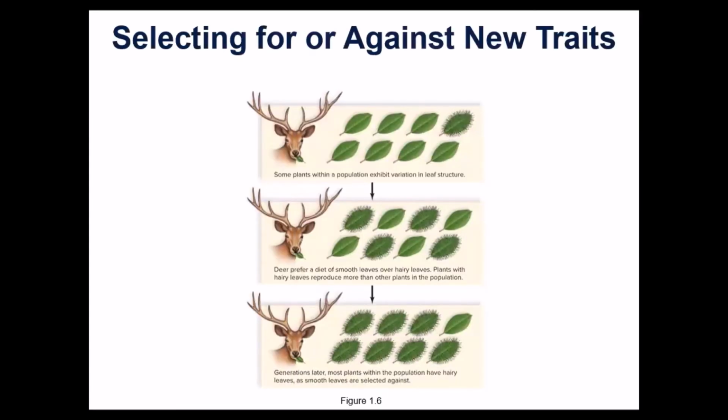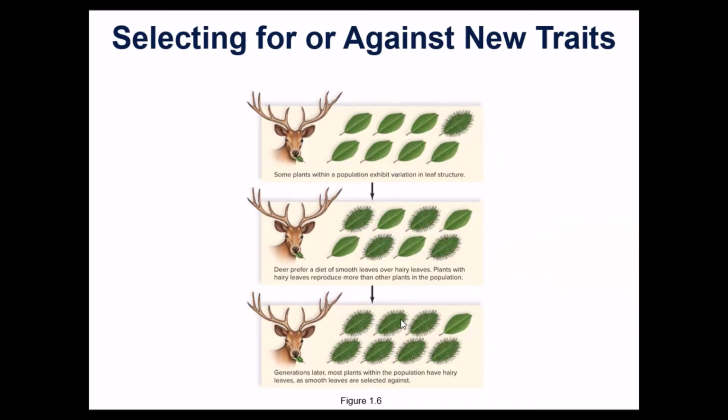Your textbook in figure 1.6 gives a simple illustration of natural selection. Let's say you have some kind of animal here, a deer, that is feeding on a population of leaves. You've got some leaves that are smooth and some that have these little hair extensions. I don't know if these are trichomes or little bristles attached to the leaf, but this deer likes to eat the soft or smooth ones more, and so eventually there's going to be fewer and fewer of those smooth ones.